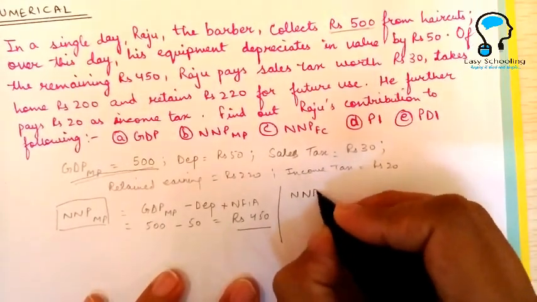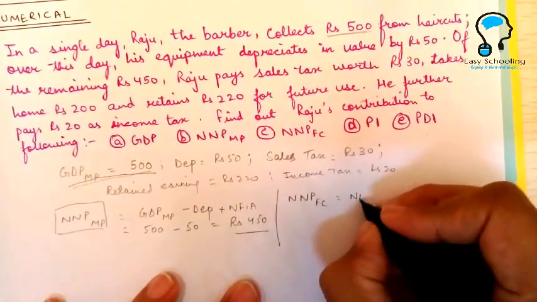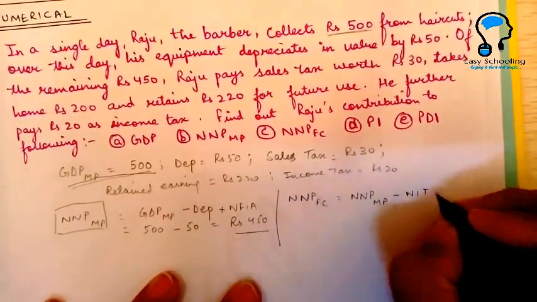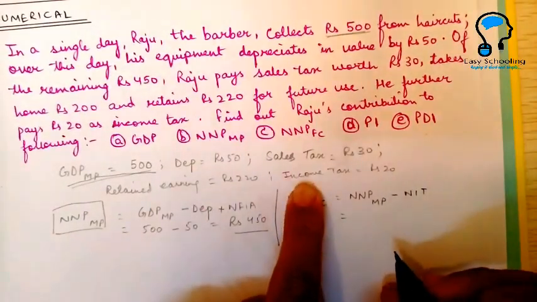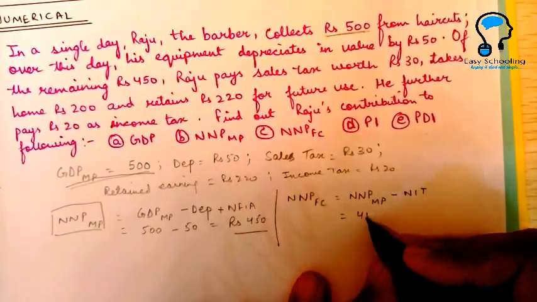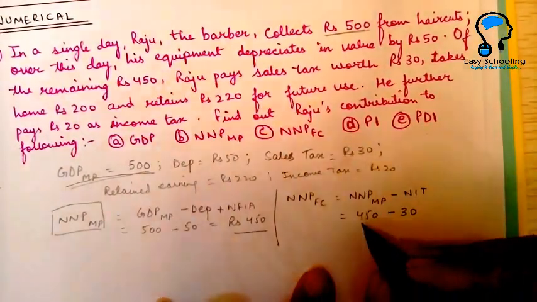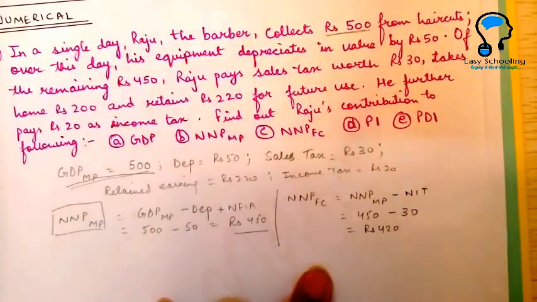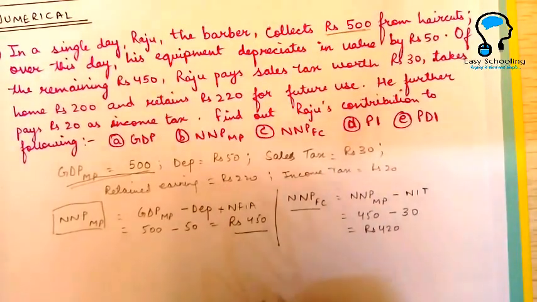Now we will calculate NNPFC easily from NNPMP. NNPMP minus net indirect tax. Sales tax is an indirect tax. Income tax is a direct tax. Okay, so our indirect tax is rupees 30. 450 we've calculated in NNPMP. Indirect tax is 30. So our NNPFC is rupees 420. Okay, so we got the third solution as well.